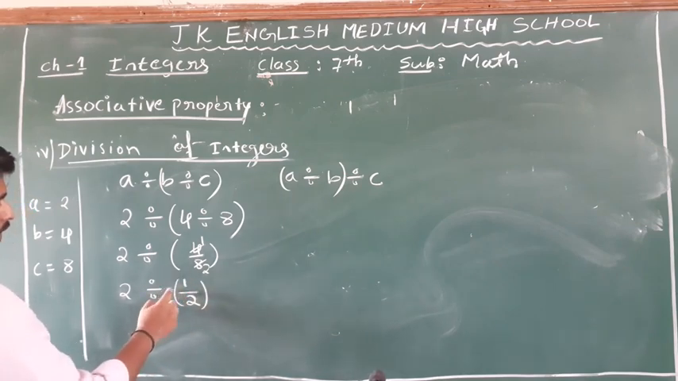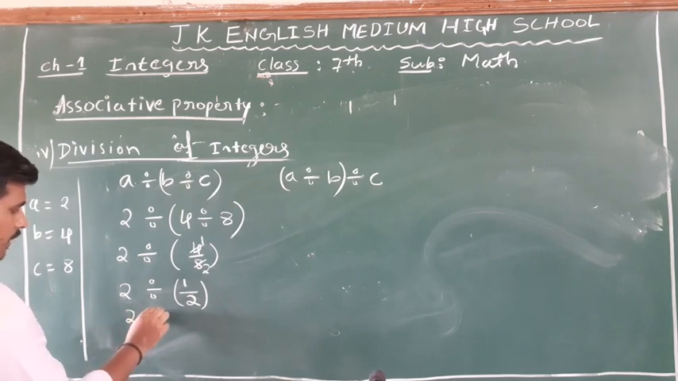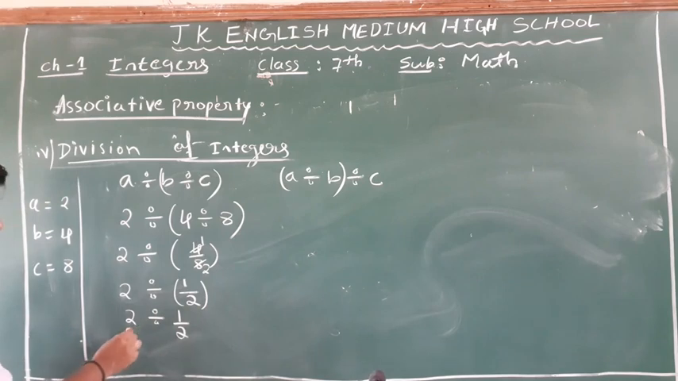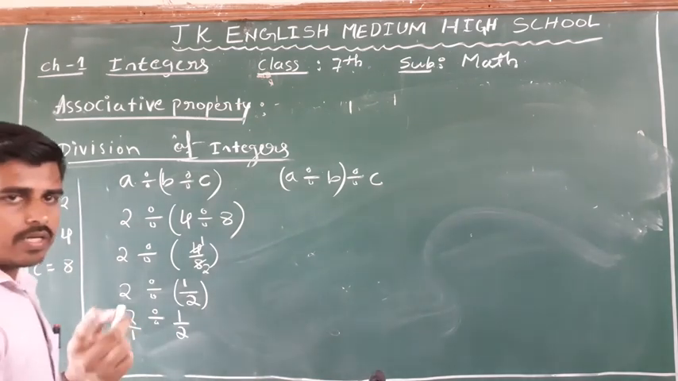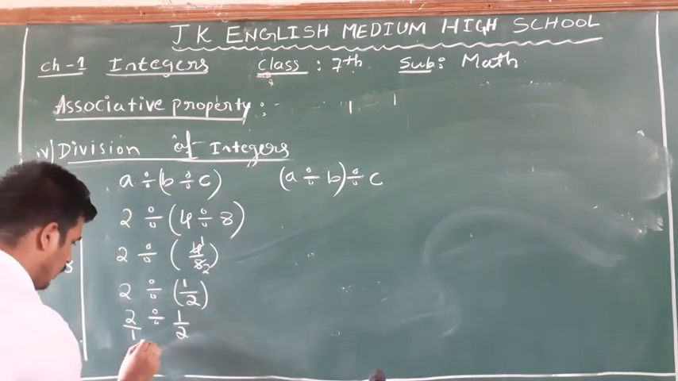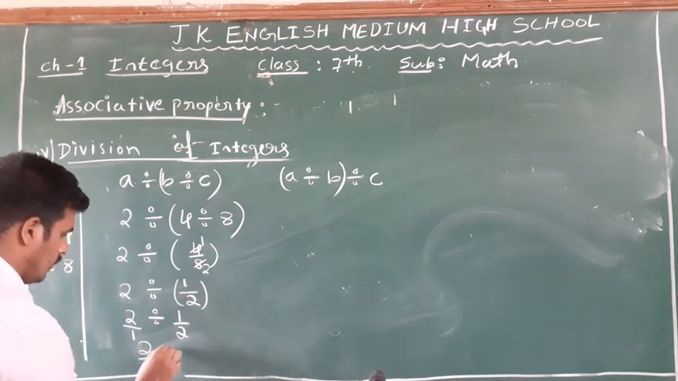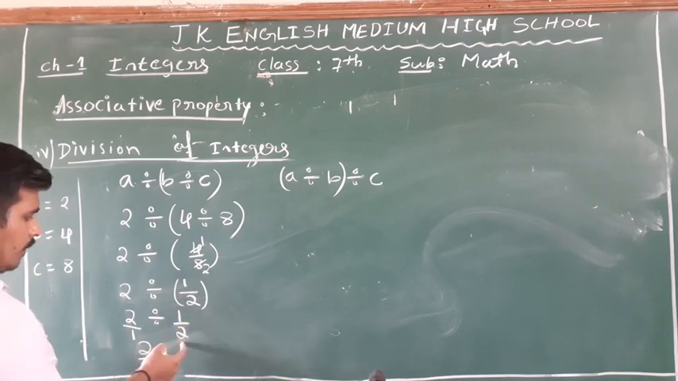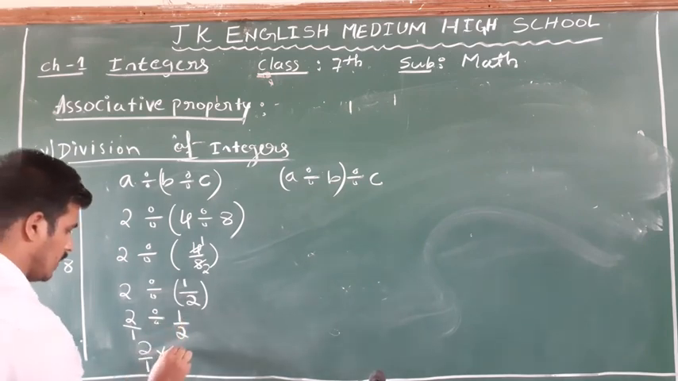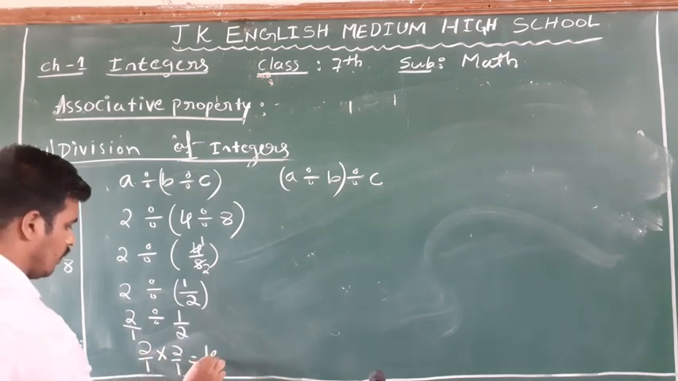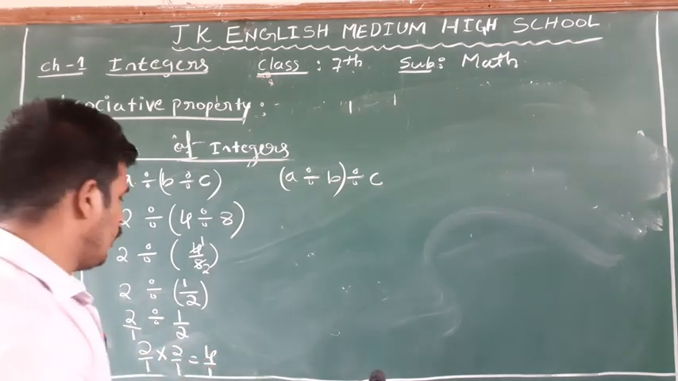2 divided by 1 by 2 means what? It's 2 by 1. Maybe you learnt this in 6th also. Division will become multiplication, and this 1 by 2 will reverse, that is 2 by 1. Then numerator into numerator. The answer is 4 by 1.